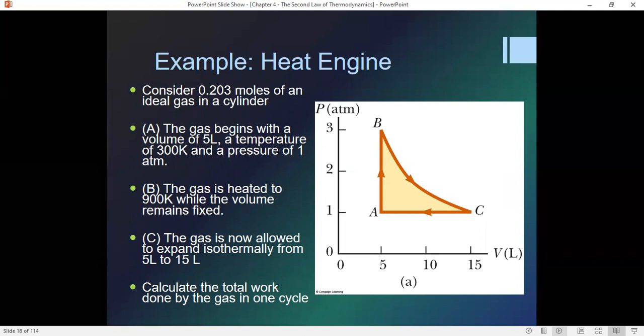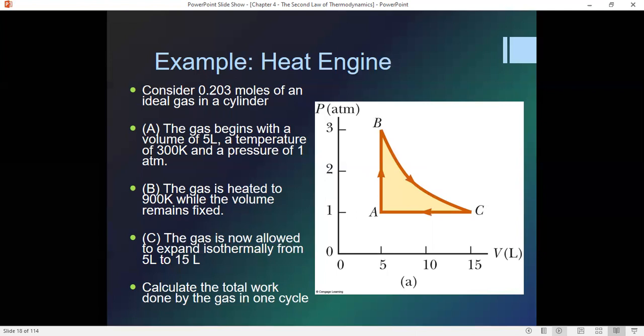What I have here is a three-part cycle. I have isochoric increase in temperature from A to B. I have isothermal expansion from B to C. And then I have isobaric compression from C to A. It's going to return to my original state right here. Let's calculate for each of these different phases.